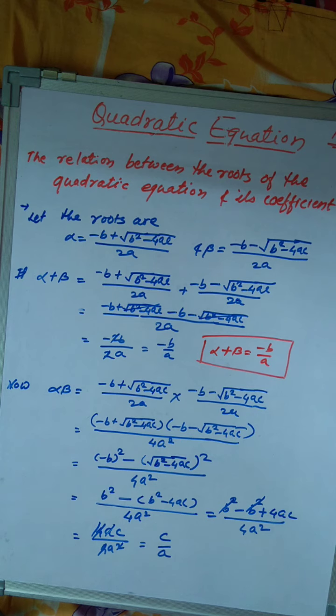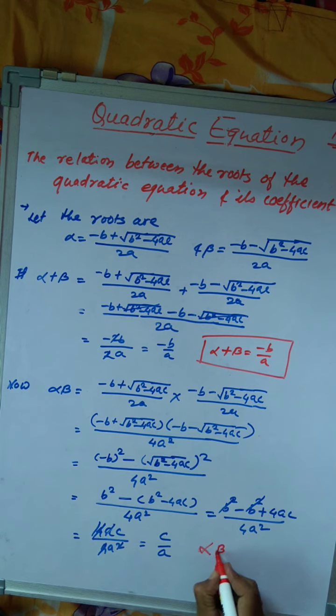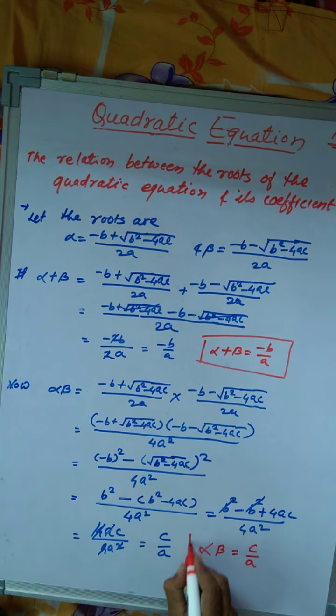Therefore another relation we get is alpha into beta is equal to c upon a. That is another relation.